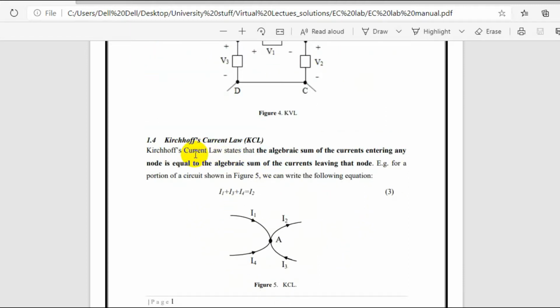And Kirchhoff's current law: current entering is equal to current leaving. To summarize, the algebraic sum of the current entering the node is equal to the algebraic sum of the current leaving the node.